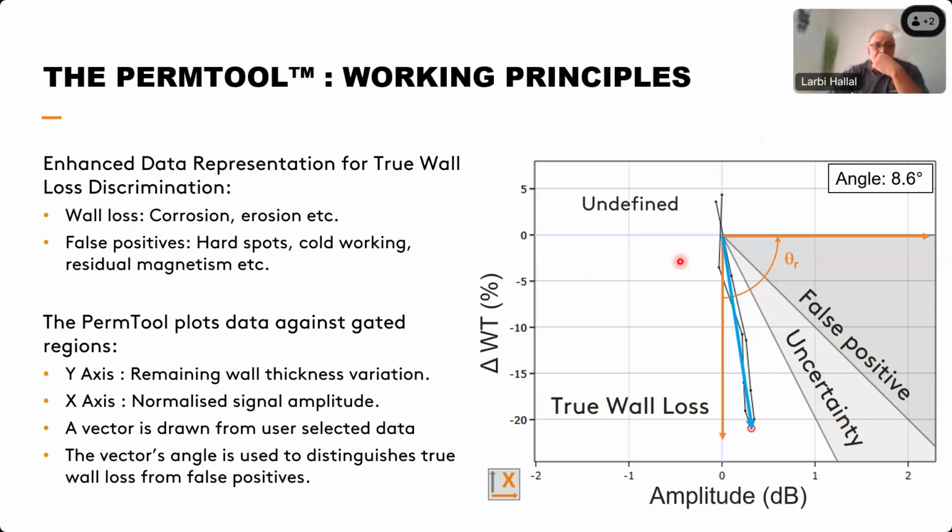So here, again, what can cause a false positive when you do PEC inspection? Typically, hard spots, cold working, or residual magnetism, but not only. This can lead you to a false positive. If you just stick to the A-scan and the Tau-Scan, you will call a defect, and the PermTool will, at the end, give you a final analysis that you should not call that one because it will be a false positive. So that will help you discriminate between false positives and true wall losses.